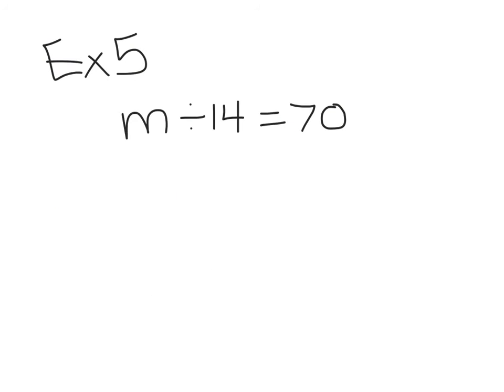In this example, I have m divided by 14 is equal to 70. Well, the opposite operation to dividing is multiplying. That means that I need to multiply this side by 14 so that I can get rid of the divide by 14. That means I have to do that on the other side as well. I have to multiply by 14.